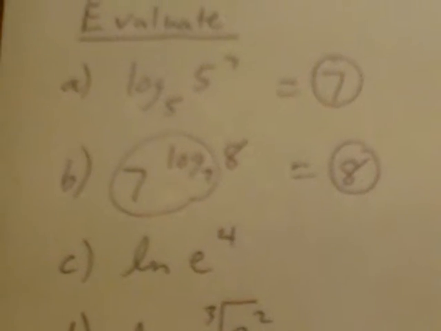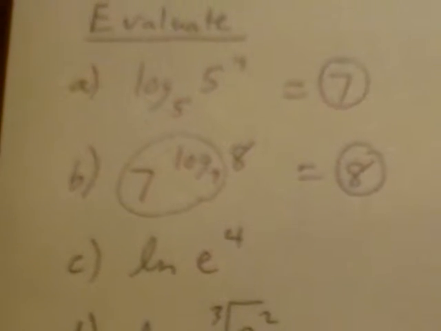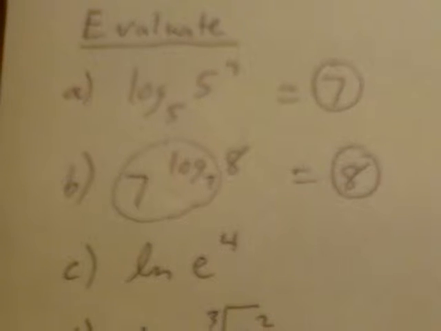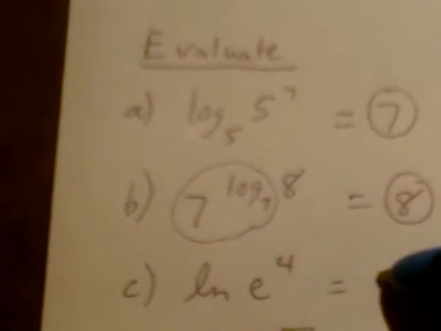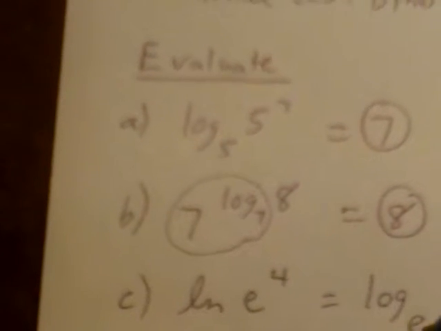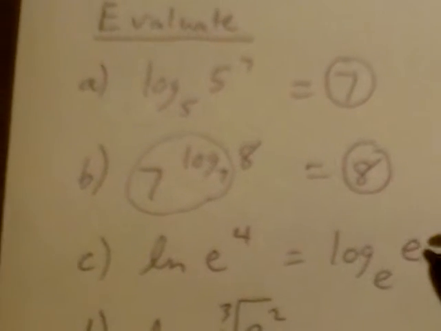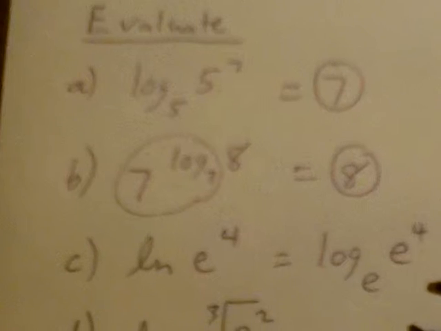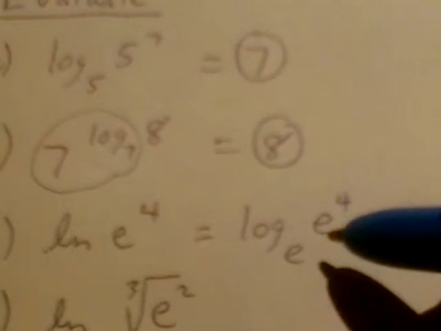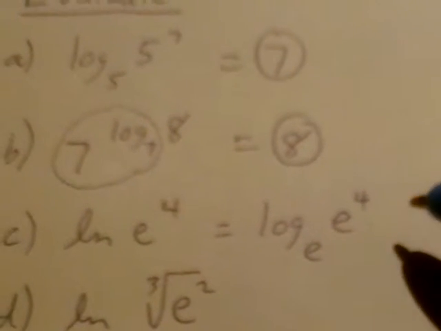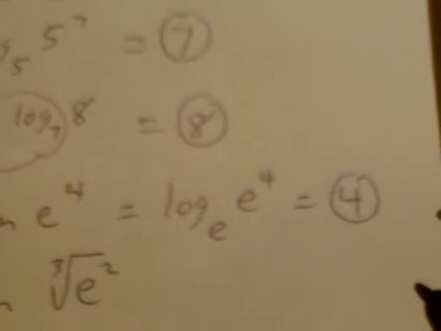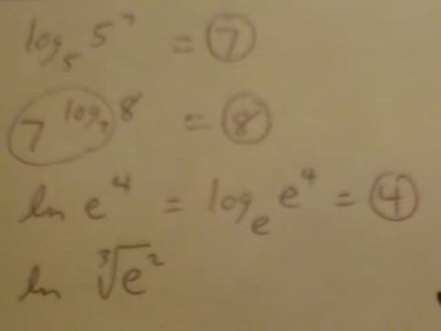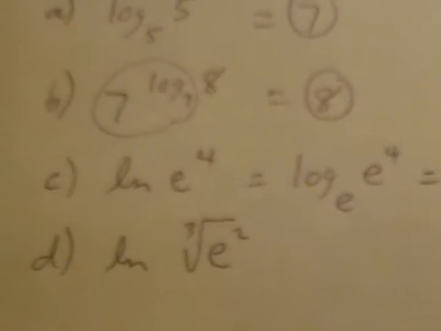Then we move down a little bit, and we see that we have natural log. Well, of course, we know that the natural log is really nothing more than log base e. So really, we could think of this as log base e of e to the 4th. Well, again, log base e and e to the cancel each other off, so the answer is just simply 4. Using the inverse property again.